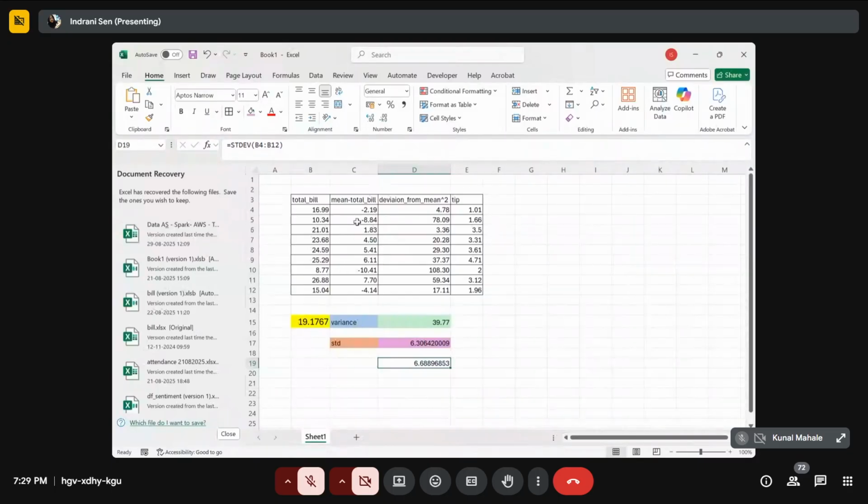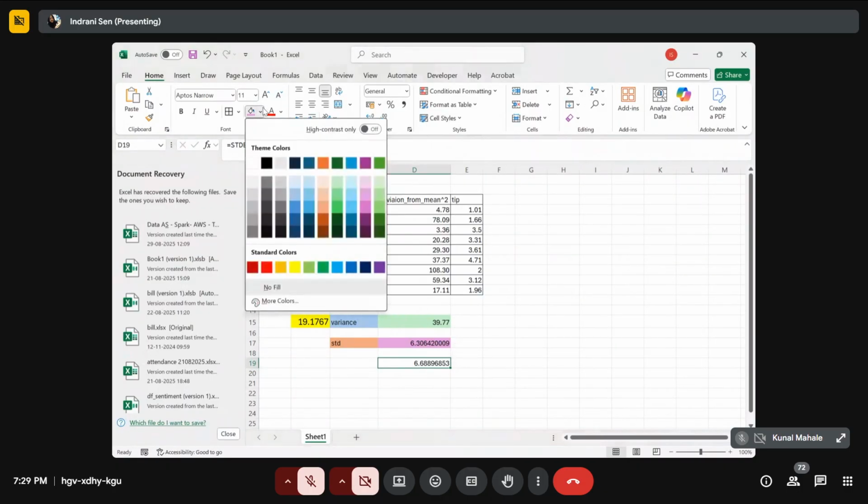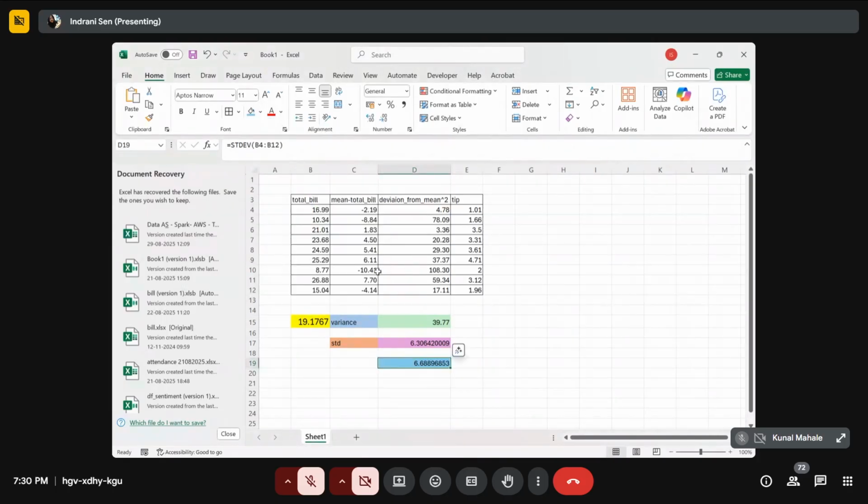There are two types of standard deviation, depending on the mean which is taken. One is called population, which I have done, where you take the total data divided by n. Another is sample, where you take total data divided by n minus 1. So that's why it's a little bit different, like 0.3 difference, but otherwise it's almost the same.